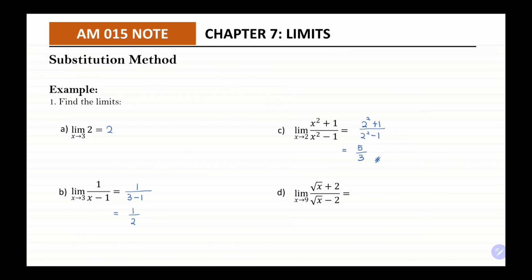D, we have limit x approach 9. Then we substitute 9 into x. So we get square root of 9 plus 2 over square root of 9 minus 2. Then we solve, we get 3 plus 2 over 3 minus 2. Then we get 5 over 1, so equals 5.